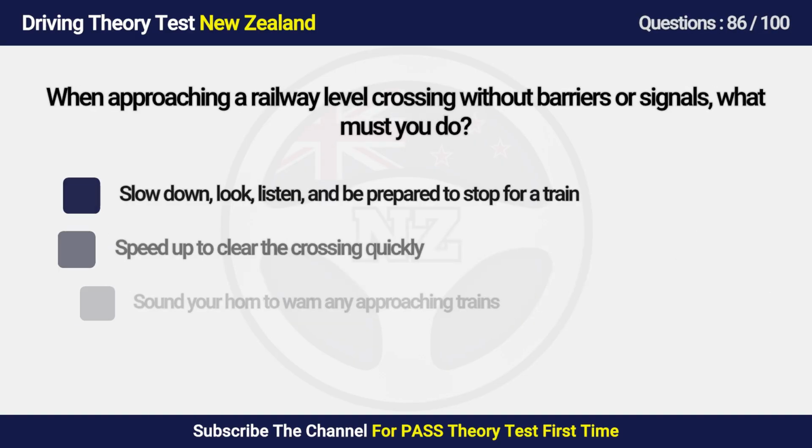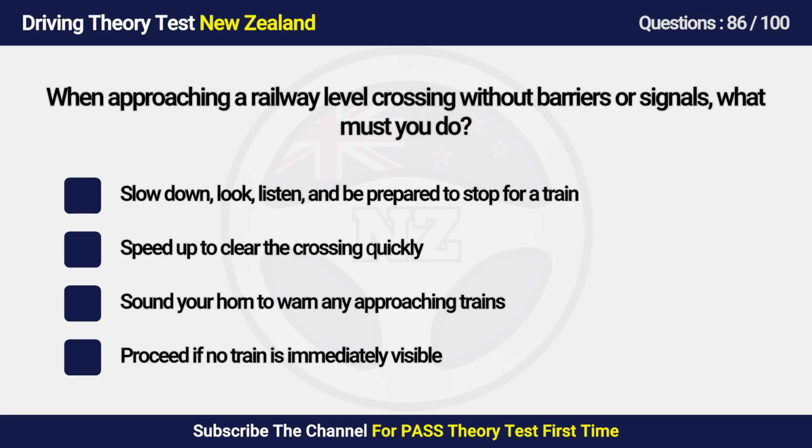Question 86. When approaching a railway level crossing without barriers or signals, what must you do? A. Slow down, look, listen and be prepared to stop for a train. B. Speed up to clear the crossing quickly. C. Sound your horn to warn any approaching trains. D. Proceed if no train is immediately visible.